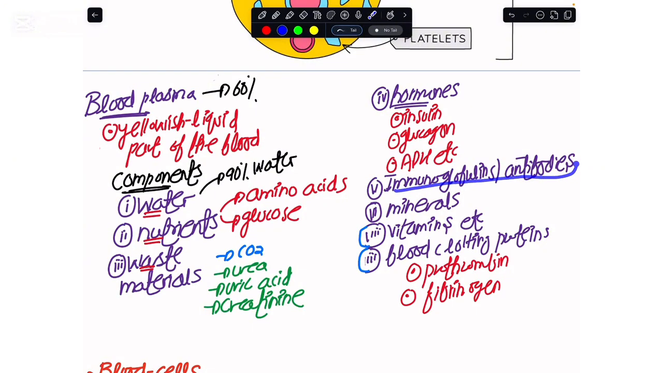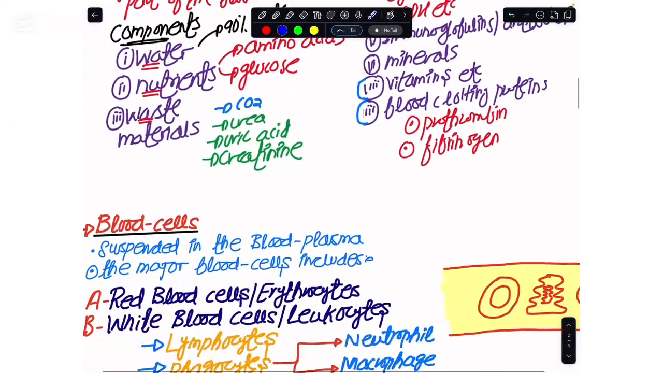Again, in order to fight against diseases, we have to be producing antibodies by the lymphocytes. So this again would be carried by the blood plasma. Apart from that, the minerals and the vitamins and the blood clotting proteins, prothrombin and fibrinogen, would also be available within the blood plasma. So this blood plasma makes the major part of our blood.